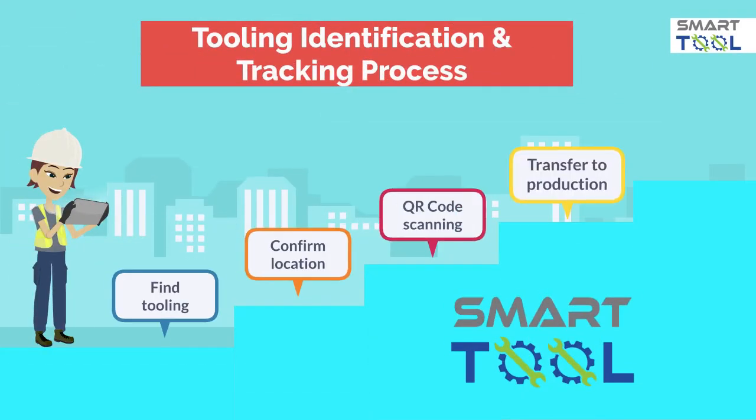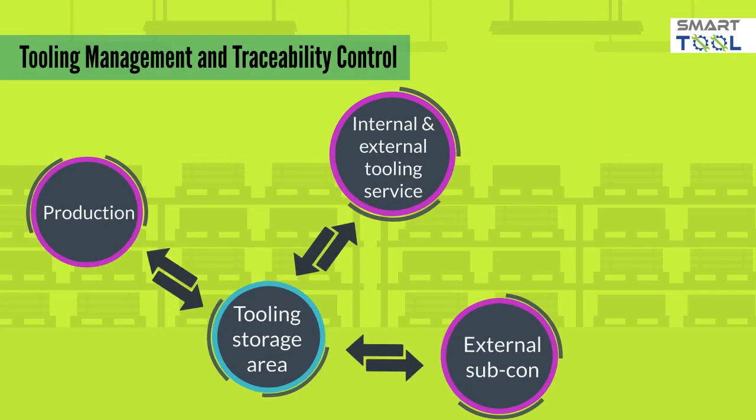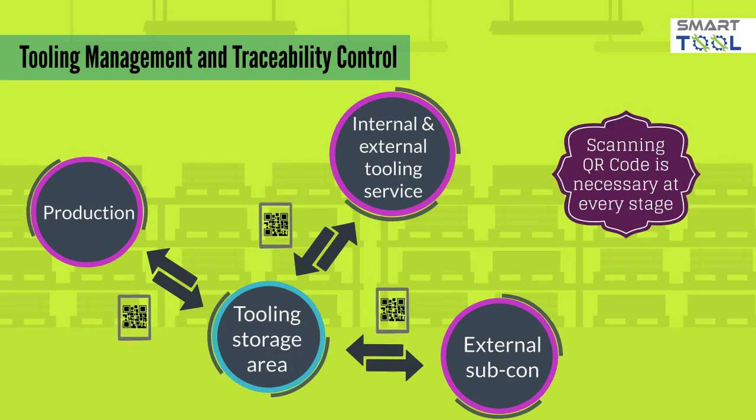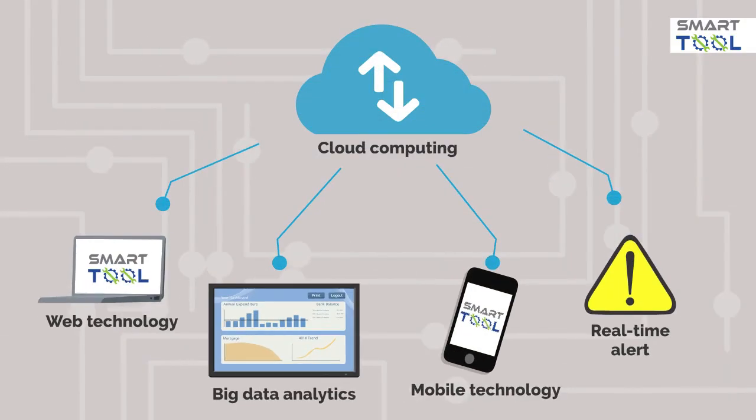Tooling tracking process starts from locating the tooling location by using mobile apps. Once confirmed, the operator will scan the tooling QR code and give the order to move the tooling from the storage area to production. The same process applies when production is completed. Smart Tool system has comprehensive tracking in terms of tooling storage, production, tooling repair and service, tooling component replacement and external subcon usage. QR code scanning is utilized for every single stage of tracking. Smart Tool involves cloud computing technology, web technology, real-time alert, big data analytics, and mobile technology.